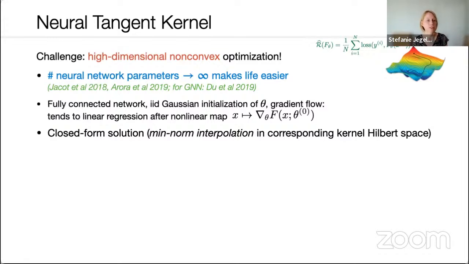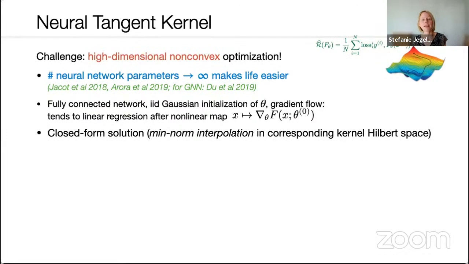What is kernel regression? Kernel regression has an associated map of the data into some high dimensional space. And then it looks essentially at linear regression in this high dimensional space after applying this map. So here the map we are applying is this gradient map that I have on the slide. And the nice thing is that now we have a very good understanding about what kinds of solutions we are obtaining if we do gradient descent optimization in this case.